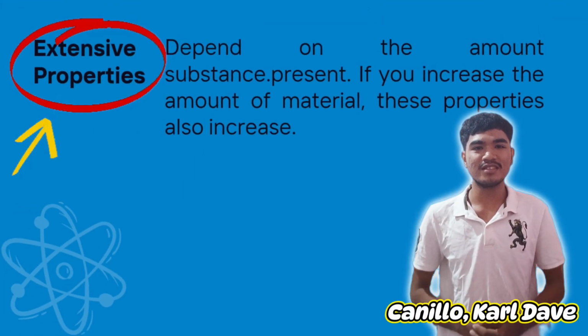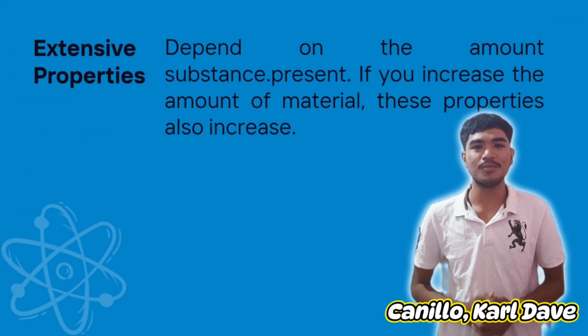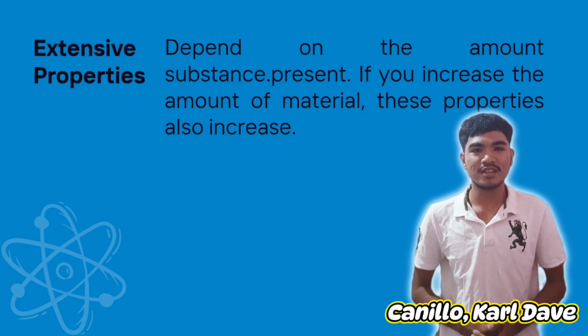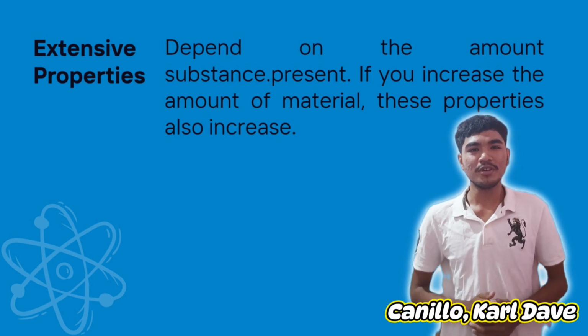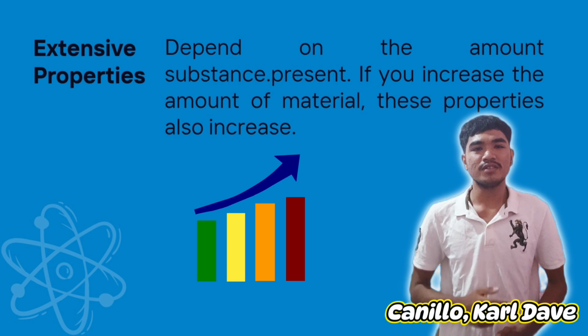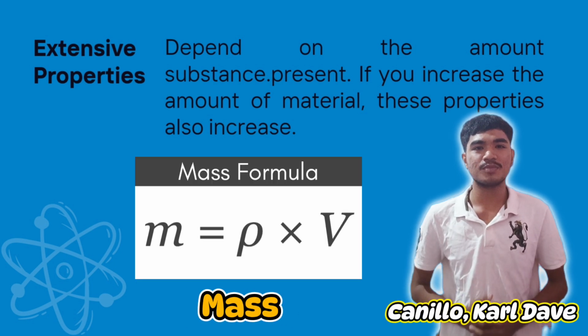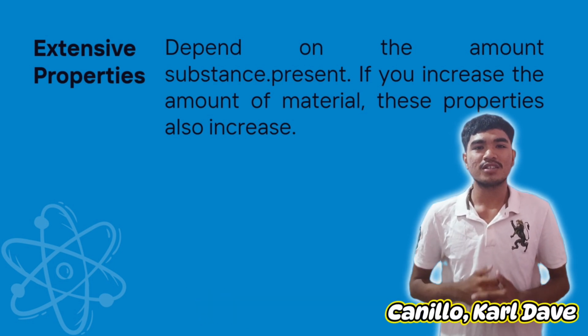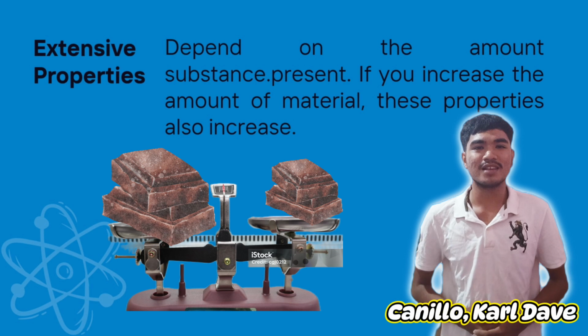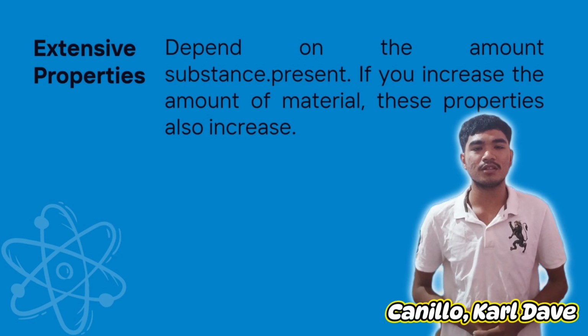Extensive properties. Extensive properties depend on the amount of substance present. If you increase the amount of material, these properties also increase. First is mass. More substance means more weight. Example, a small piece of metal weighs less than a large block of the same metal.